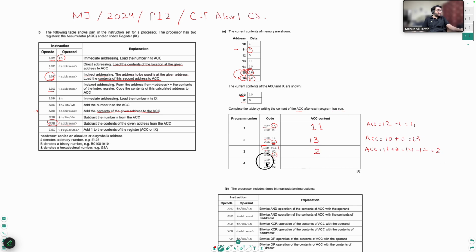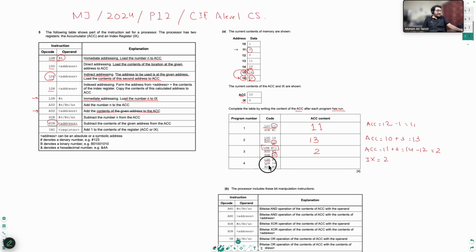Lastly, it's LDR. LDR is the fourth addressing mode in this case, which is immediate addressing: load the number n to the index register. Now in this case what I'm doing is loading this number to the index register. I mentioned when I was starting off that there are two registers given, the accumulator and the index register. So LDR hash 2, again since it's a hash, IX is going to hold the value of 2.